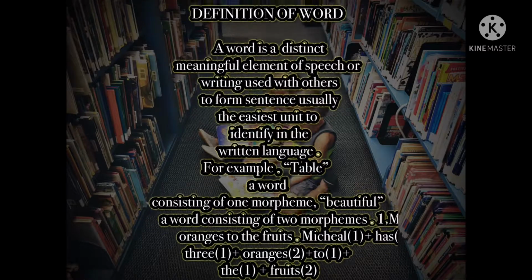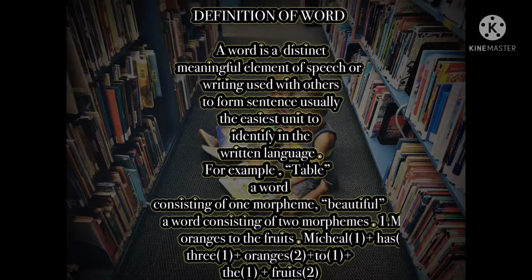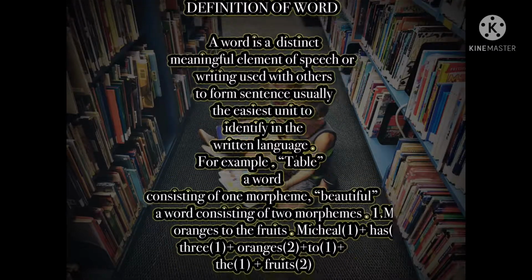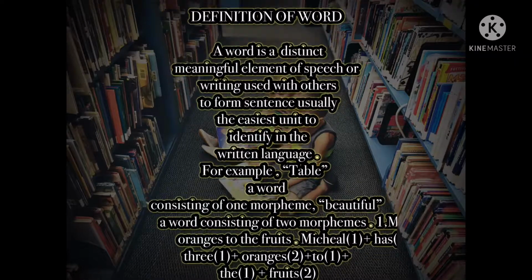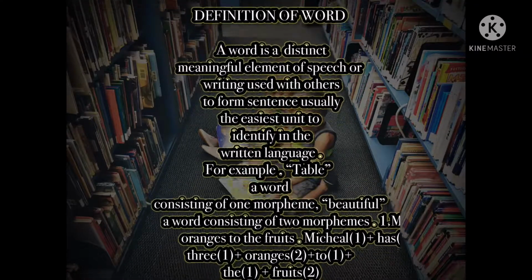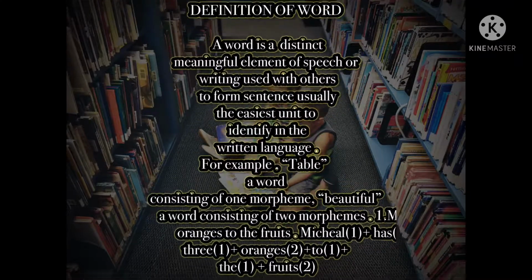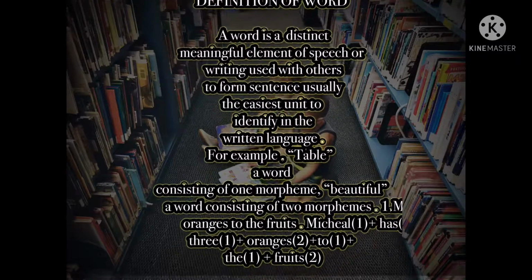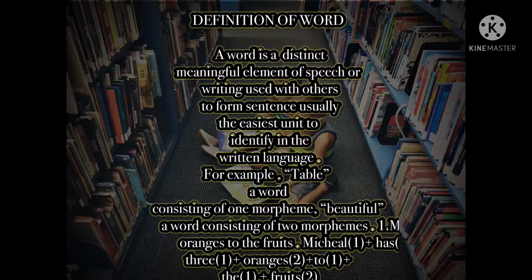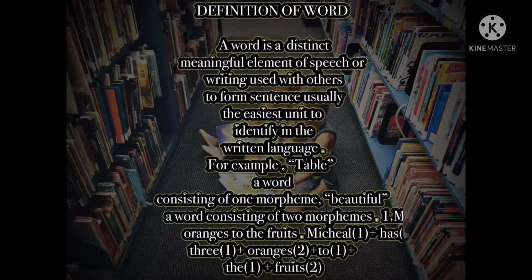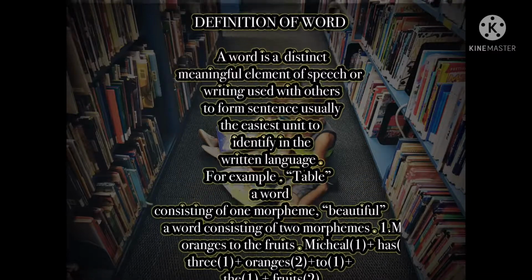For example, table is a word consisting of one morpheme. Beautiful is a word consisting of two morphemes. In the following sentence, there are 8 words, but there are more morphemes: Michael has added 3 oranges to the fruits. The whole sentence consists of 11 morphemes. From the previous lesson, it was discussed that all morphemes are not words, but all words are morphemes.